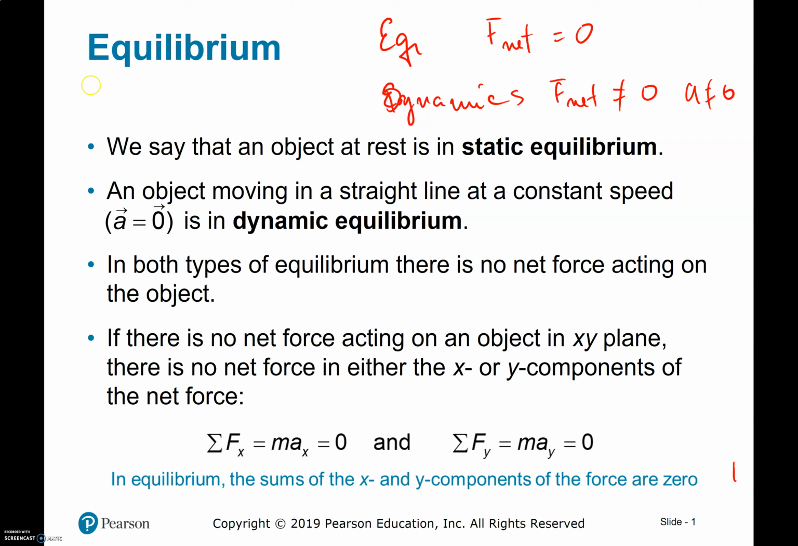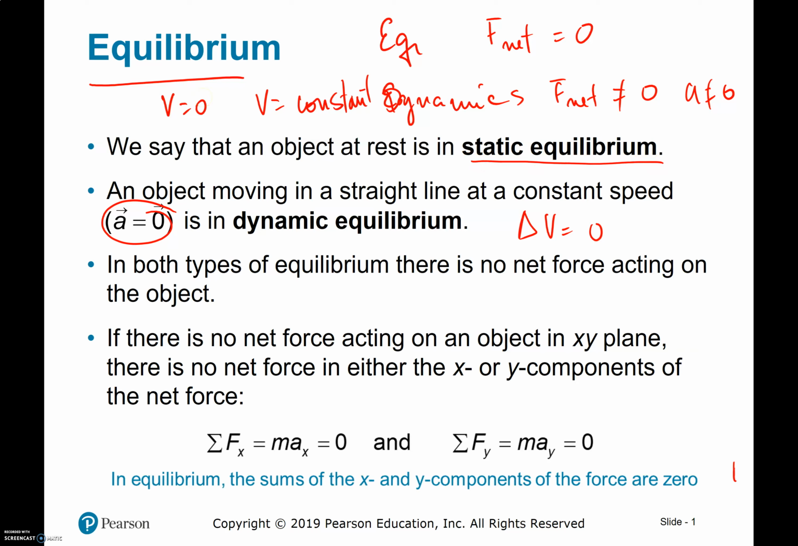Let's start with equilibrium. These are objects that are not moving, and there are two types of equilibrium: when the velocity is equal to zero, or when the velocity is equal to a constant. Those two cases are equilibrium. So basically the acceleration is equal to zero, delta v is equal to zero, the velocity is not changing. So we call the first one statics, when the velocity is equal to zero, and the second one dynamics.